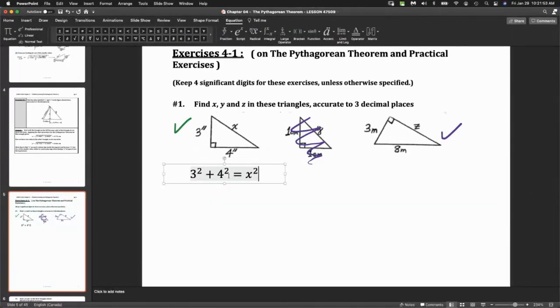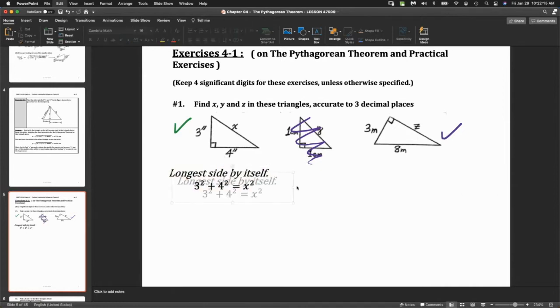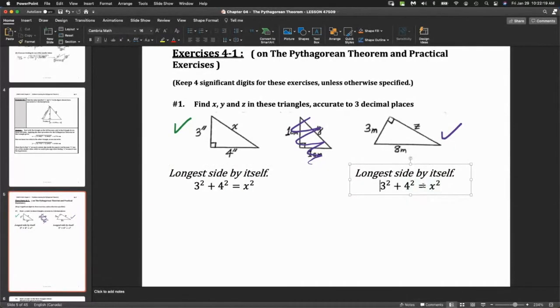All you have to remember is that the longest side goes by itself. Can you remember that? Longest side by itself. If you remember that, then you can answer the question over here as well. Longest side by itself. What's the longest side on this picture over here?